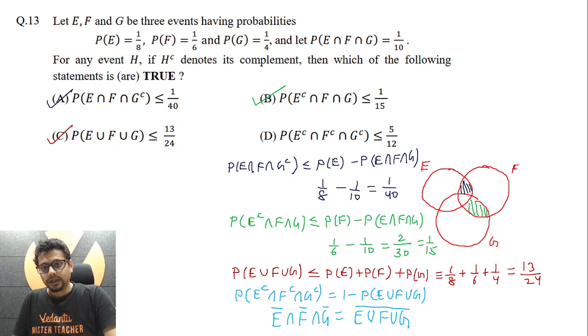Now since in the C part we have concluded that this expression is less than or equal to 13 by 24, that means this expression, which is 1 minus probability of E union F union G, will be greater than or equal to 1 minus 13 by 24, or you may say greater than or equal to 11 by 24. Now 11 by 24 in turn is greater than 10 by 24, which essentially is 5 by 12. So this expression would not be less than or equal to 5 by 12. In fact, it will be strictly greater than 5 by 12. So that means D is not correct.